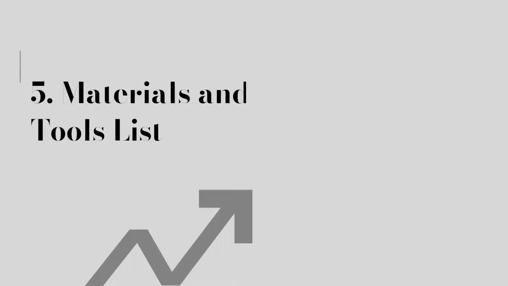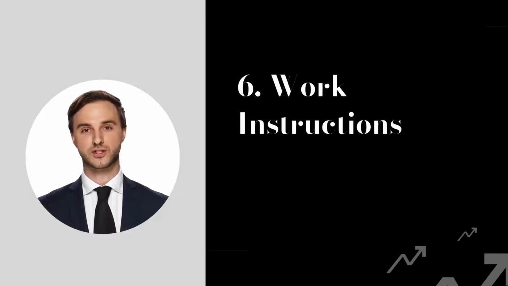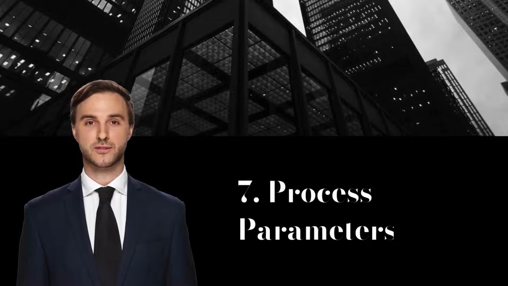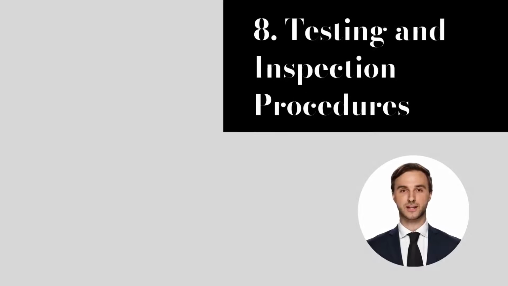Special instructions for tooling setup and maintenance. Detailed step-by-step instructions for each operation. Illustrations, diagrams, or photographs to clarify procedures. Safety precautions and guidelines. Parameters such as temperature, pressure, speed, and settings for machinery. Ensure consistent production and product quality. Specific procedures for testing and inspecting product components or assemblies. Instructions for recording results and deviations.